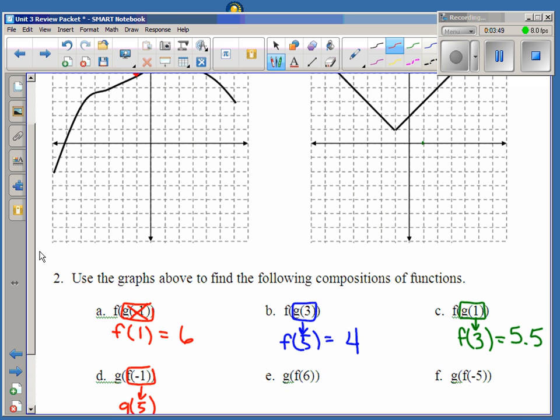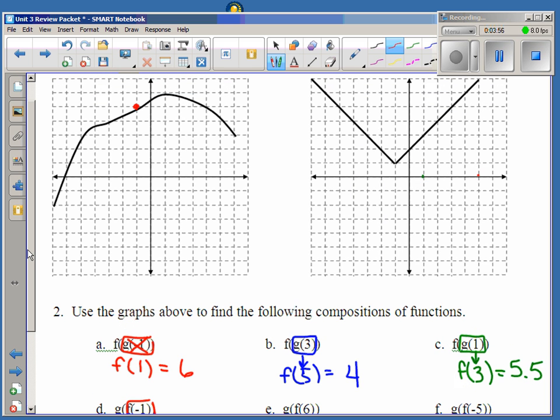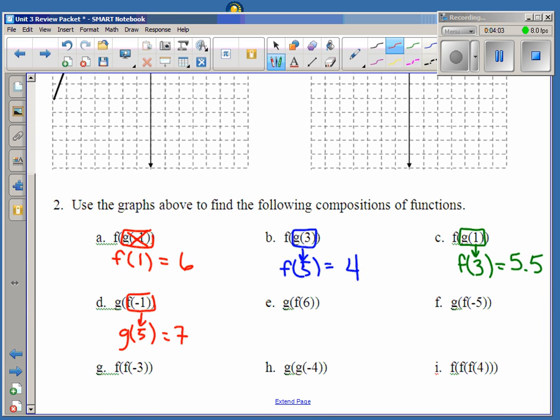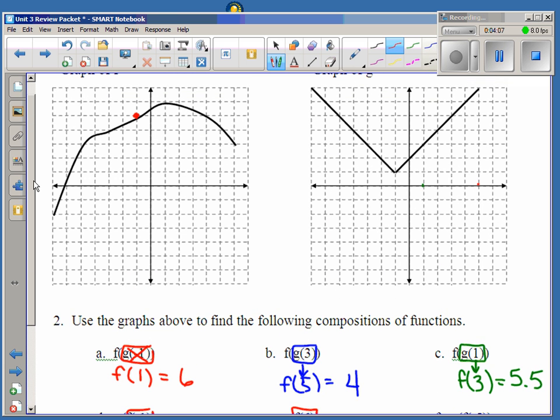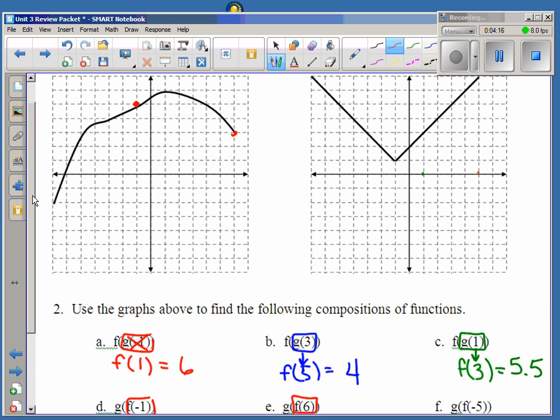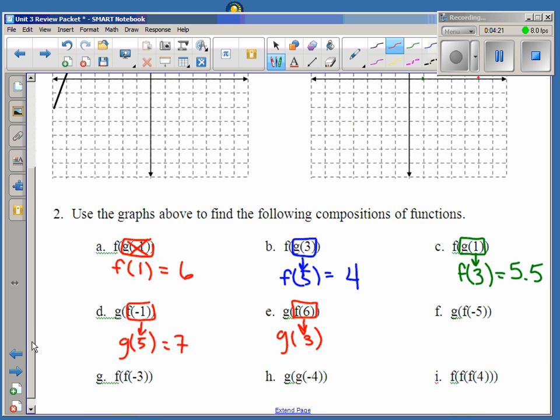So now I go on the g graph, and I'm really finding g of 5 now. 1, 2, 3, 4, 5. Gotta scroll up. 1, 2, 3, 4, 5, 6, 7. Right, now I'm going to f of 6. I go on the f graph at 6. 1, 2, 3, 4, 5, 6. That value's 3. So really what I'm finding is g of 3. And g of 3 equals 5.